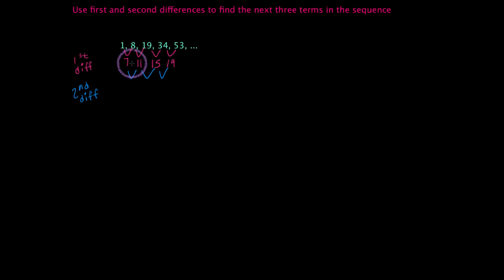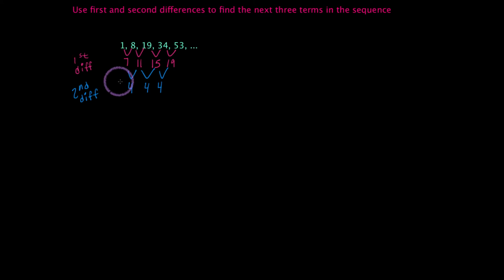This is kind of cool. The difference between 11 and 7 here is going to give me a value of 4. The difference between 15 and 11 is 4. The difference between 19 and 15 is also 4. So notice here, I do have a pattern. I have a common difference of 4 here.